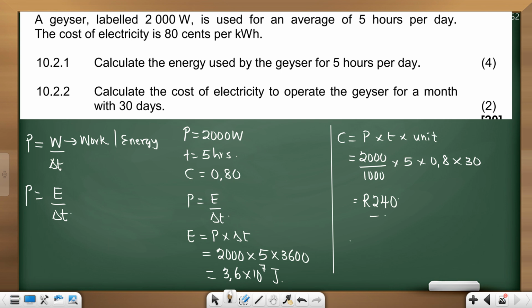Are we okay, guys? Are we on the same page? So please take note of when to convert and when not to convert. Very, very essential when to convert and when not to convert.